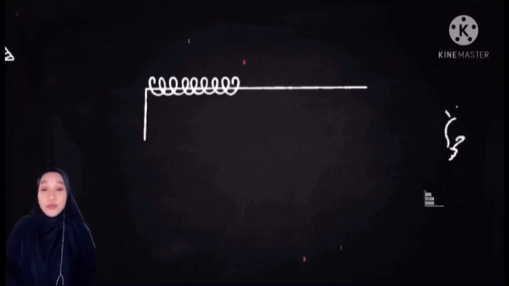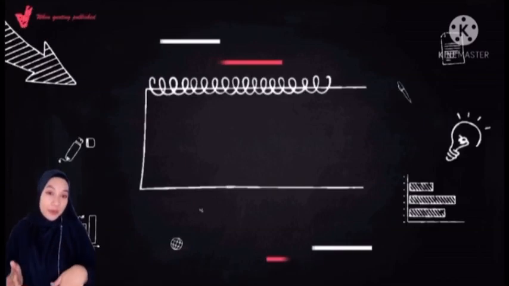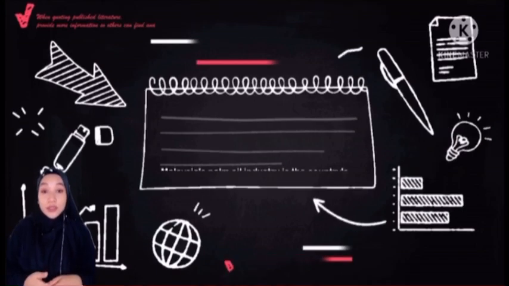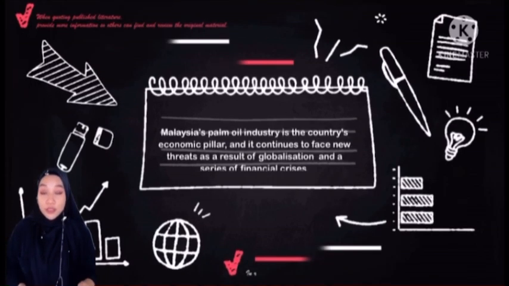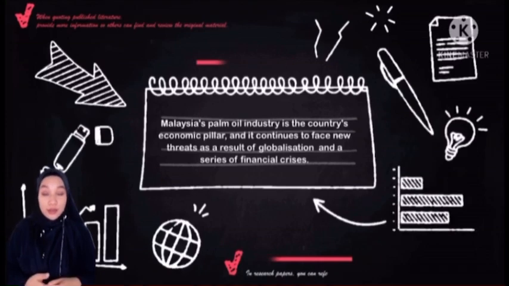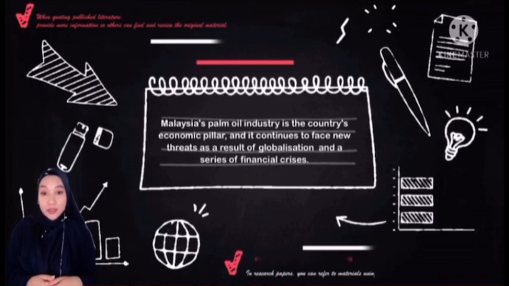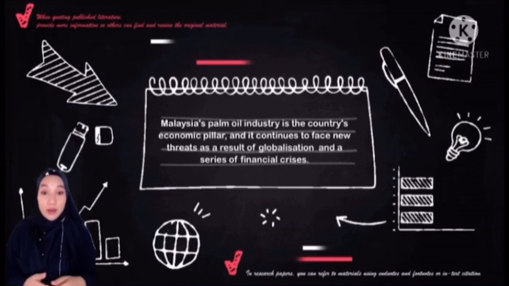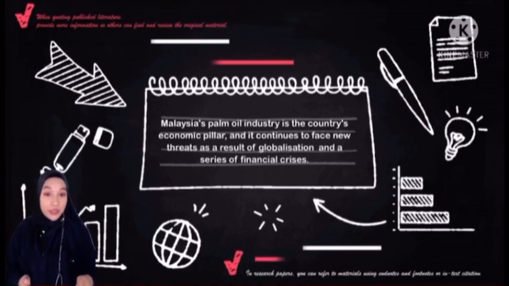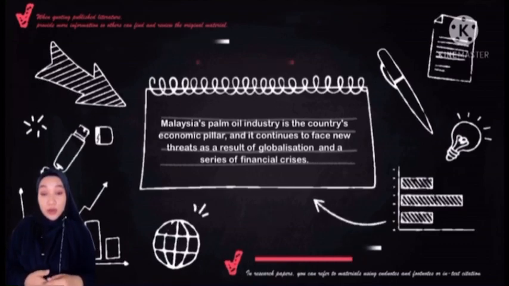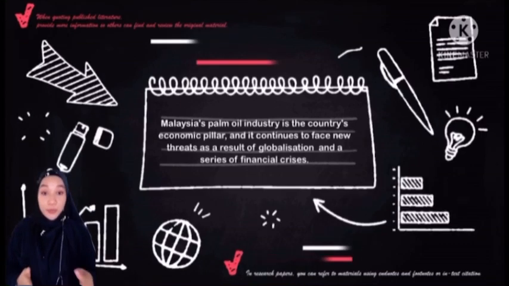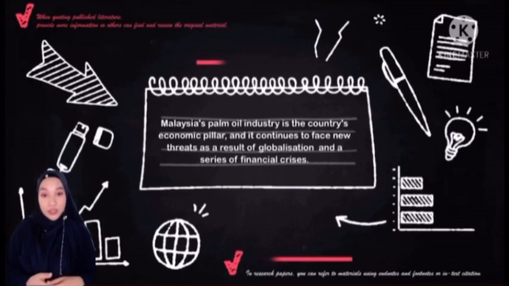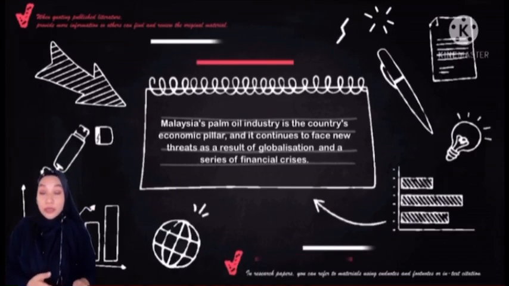So let's move to the introduction of future crude palm oil or FCPO. Malaysia's palm oil industry is the country's economic pillar and it continues to face new threats as a result of globalization and a series of financial crises. Palm oil currently occupies the largest amount of farmland in both Malaysia and Indonesia. Malaysia is one of the world's largest producers and exporters of palm oil, accounting for 39% of global production and 44% of oil and fats exported.